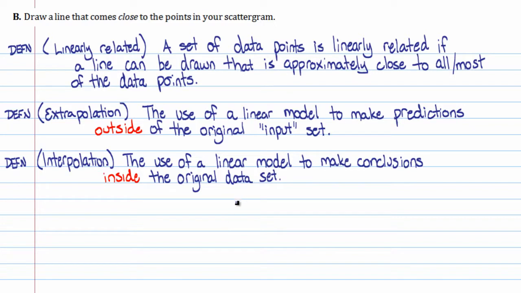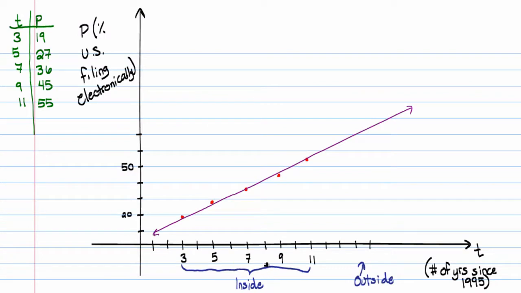Interpolation, on the other hand, is the use of a linear model to make conclusions or predictions inside of the original data set. If we look back again, that would be like if we wanted to know what percent of Americans filed their returns electronically 8 years after 1995. We don't actually have data for that, but we can make an interpolation because that year is within our original set of data. It's not too far. It's pretty constrained. If you have data that follows a pattern like this, it's very tight in the years you were given. So interpolation is more trustworthy.